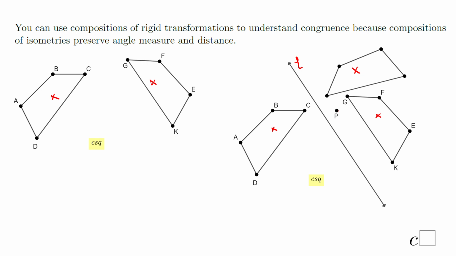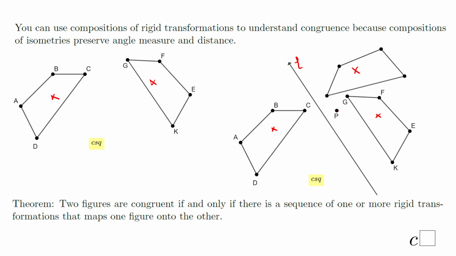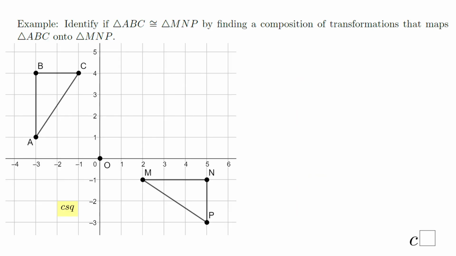Very important. I put here this theorem: two figures are congruent if and only if there is a sequence of one or more rigid transformations that maps one figure onto the other. Very strong statement here. Goes both ways, biconditional. Like in this case, yes, we have. Let's see the last example in this lesson.